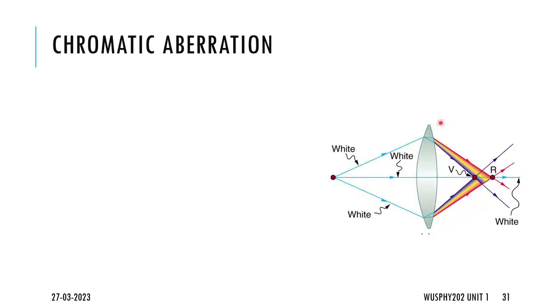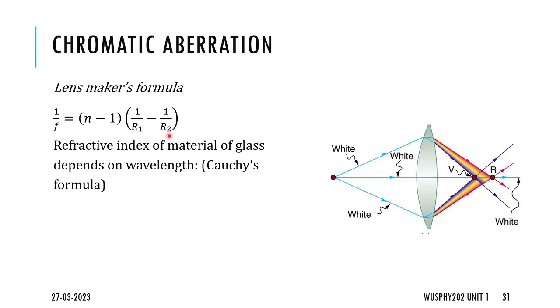So when you take, for example, chromatic aberration, the lens maker's formula tells you that 1 by f is (n minus 1) times (1 by r1 minus 1 by r2), where r2 is the radius of the second surface and it is negative. Suppose r1 is 10 millimeter and r2 is minus 10 millimeter, this will be a positive number. The refractive index of the material of the glass depends on the wavelength.